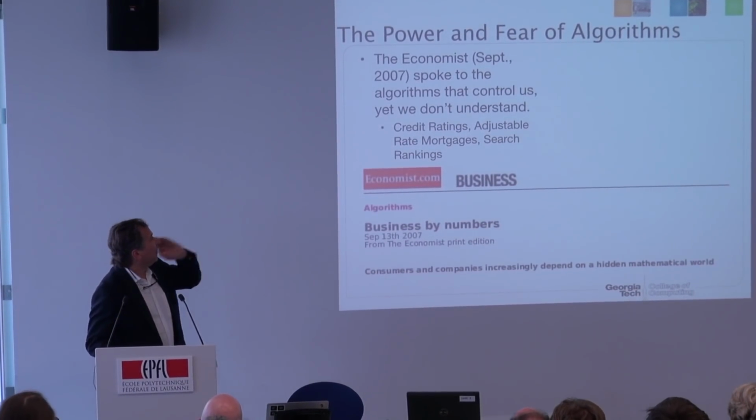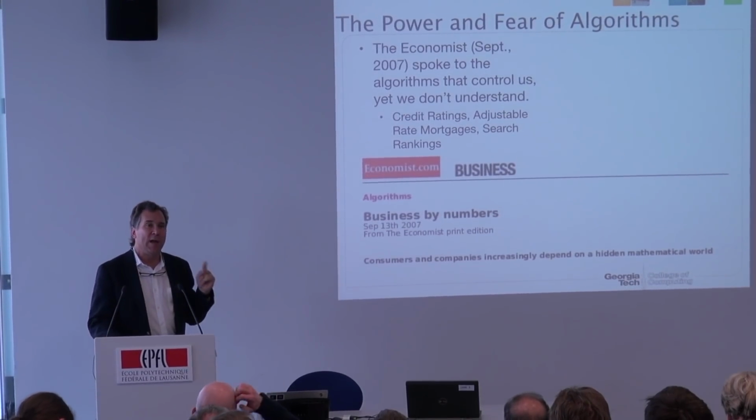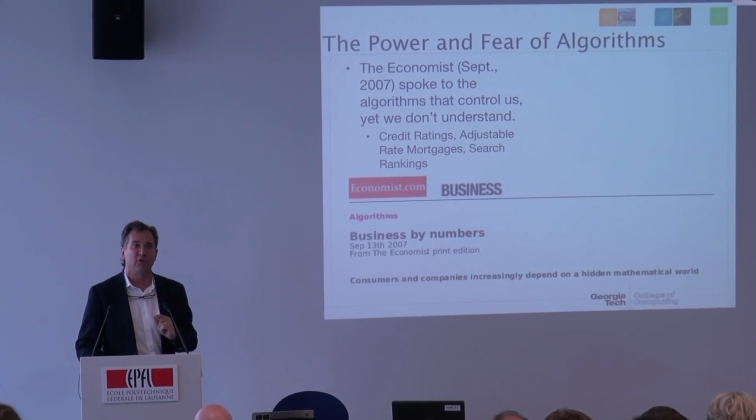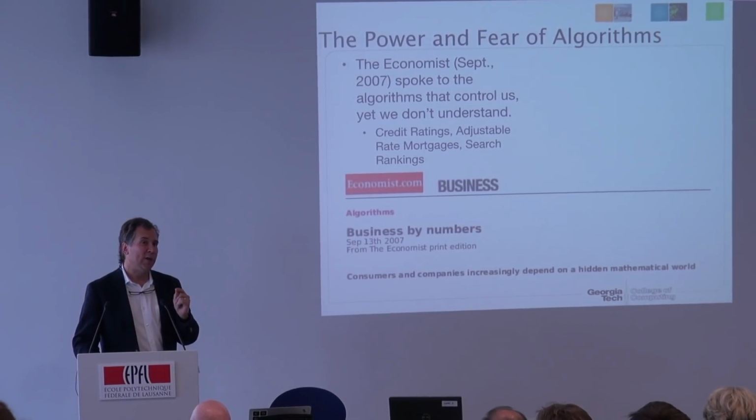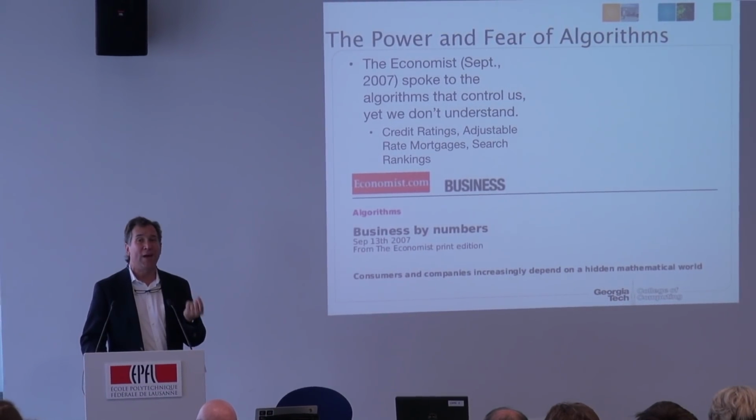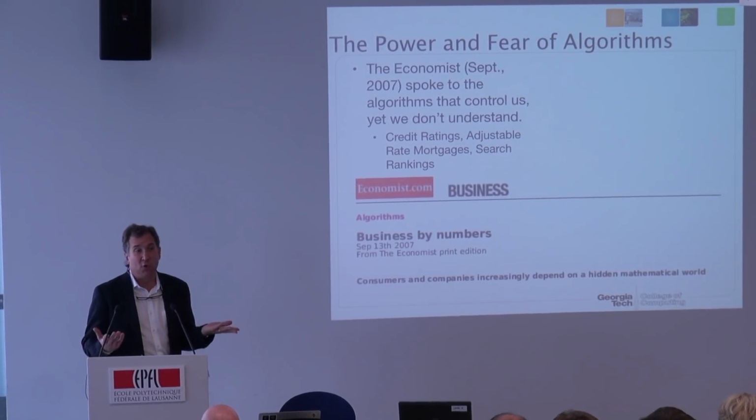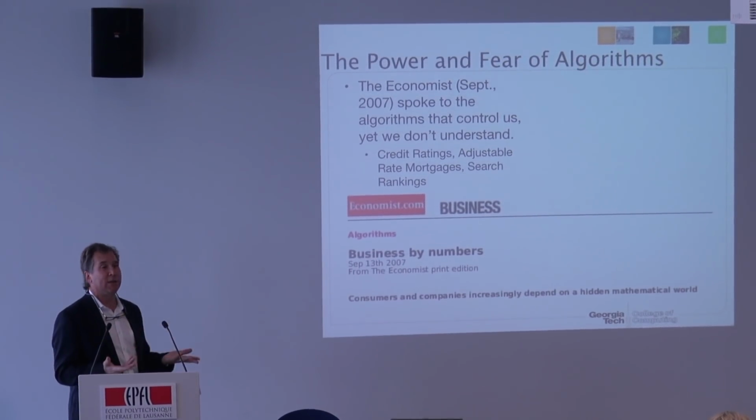So this is pretty old now, but The Economist in 2007 was the first time that I saw anyone saying, you know what, there are algorithms that are now controlling our lives that we don't understand. So for example, the Google PageRank algorithm. If you're trying to start a new company, if whatever your product does doesn't show up in the first few hits when somebody searches for that in Google, you're not going to make it. Your company's not going to make it. The PageRank algorithm is directly controlling your life.